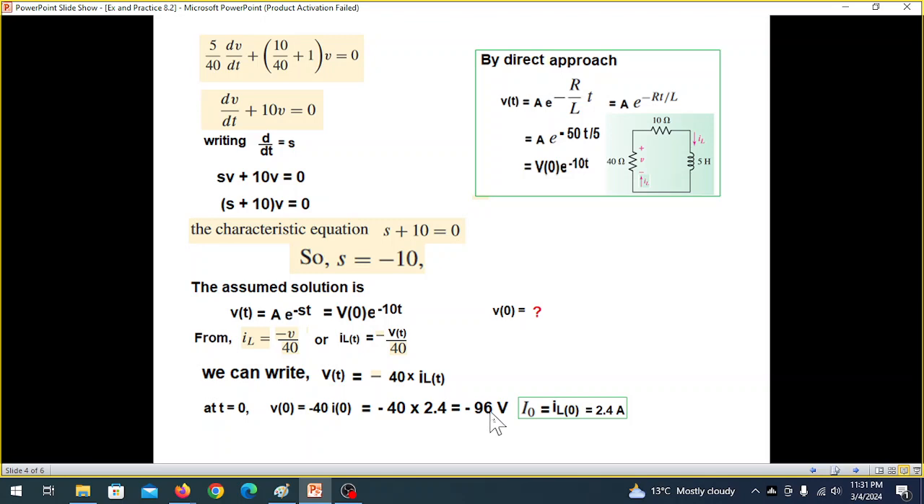So we'll plug in this value in the equation given here. So this is our answer. Vt is minus 96 e raised to the power minus 10t. Now this is the general equation. Now the question has said that for t is equal to 200 millisecond, so simply we have to put t is equal to 200 millisecond to get the answer.